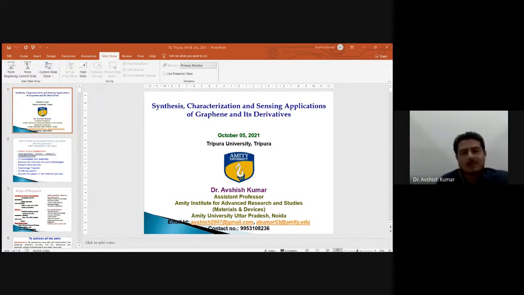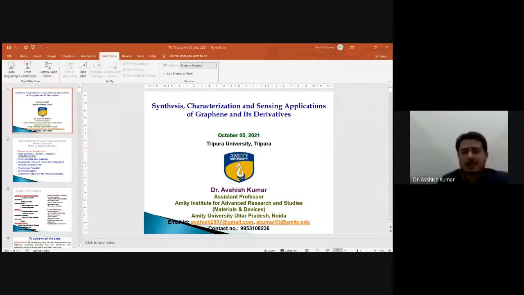Our main theme is from materials to devices, then product, and then commercialization. Our director of this department is Dr. V.K. Jain sir. He has a very good formula, the 3P, as he calls it: product, patent, and publication. He always says that first go for the product, then patent it, and then go for the publication. So we are working in that direction, and we have very good infrastructure in our department.